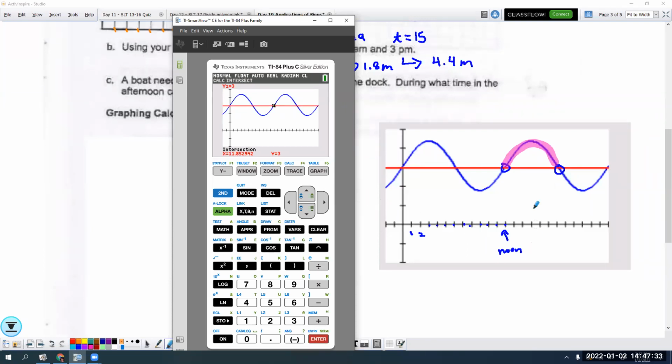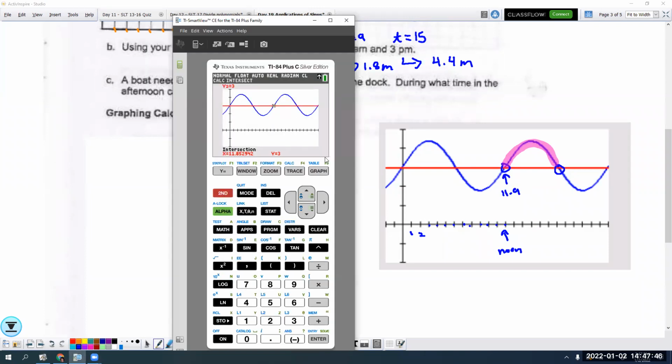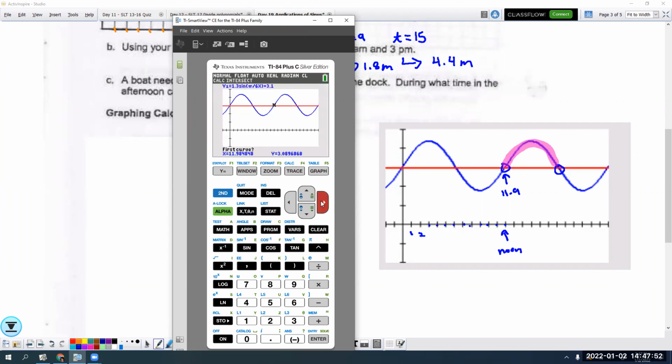I'm just going to go with 11.9. So, oh man, that's slightly before noon. That's okay. Make a little note here that this is 11.9. So now let's find the other one. Calculate. I want number 5, intersection. I'm going to move my cursor to that second intersection. I can do this at any point. It just has to be done before guess. First curve, yep. The sine line, and you can see on mine, it's in color, that it switches to the red. And now my guess, that's the one I want. Enter, and I've got 18.1.